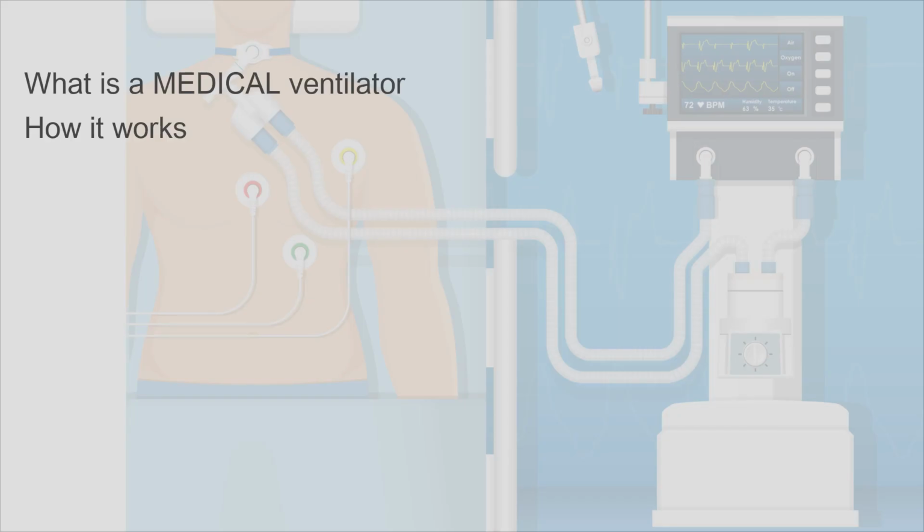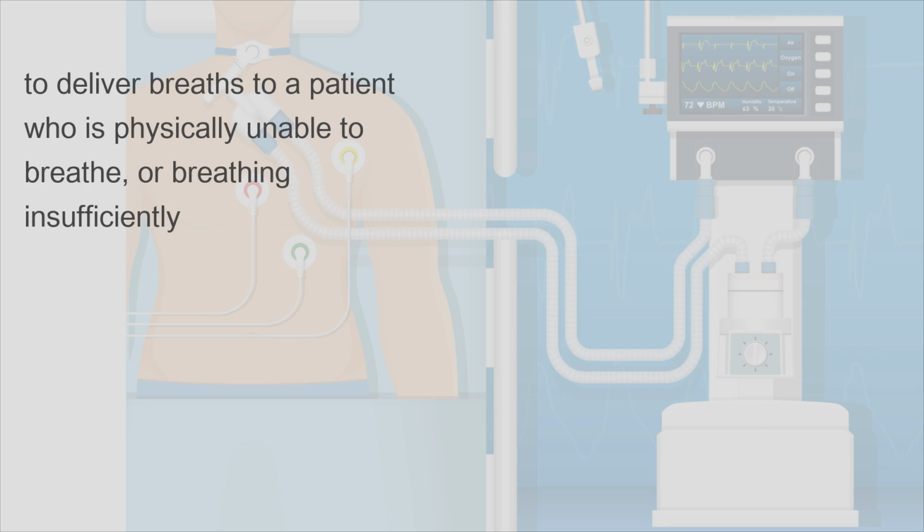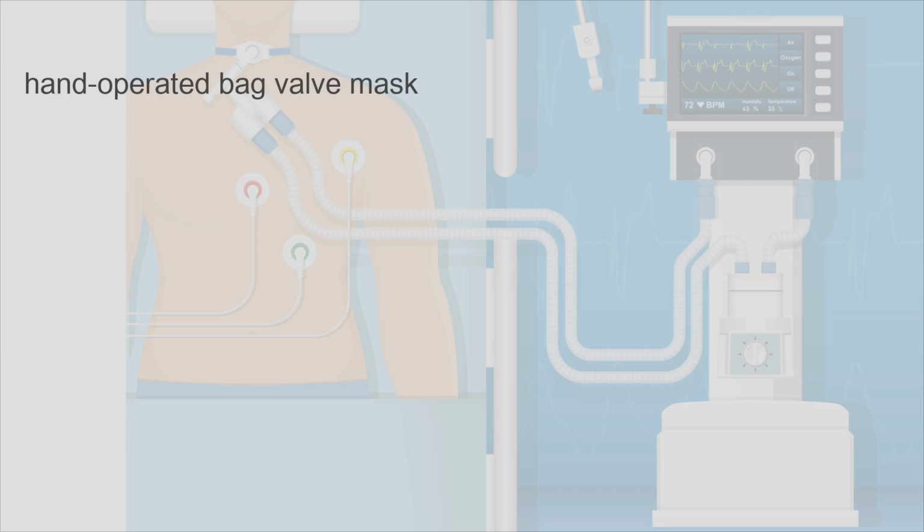How it works? A ventilator is a machine designed to provide mechanical ventilation by moving breathable air into and out of the lungs, to deliver breaths to a patient who is physically unable to breathe or breathing insufficiently. While modern ventilators are computerized microprocessor-controlled machines, patients can also be ventilated with a simple hand-operated bag valve mask.